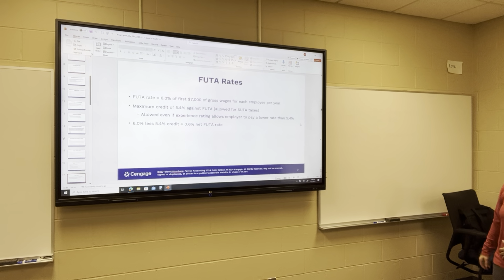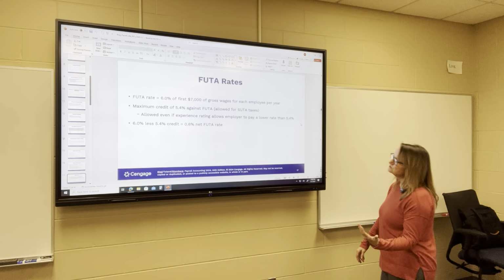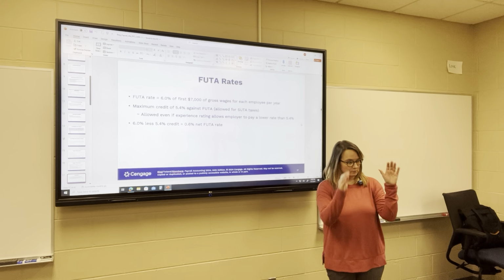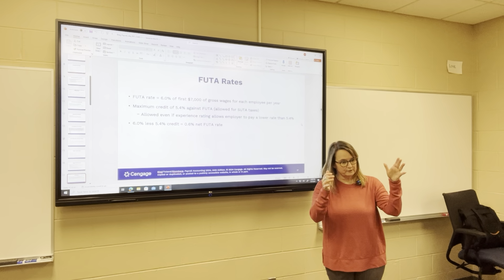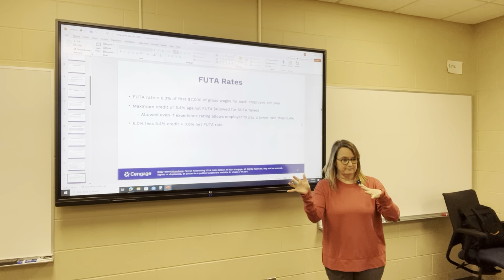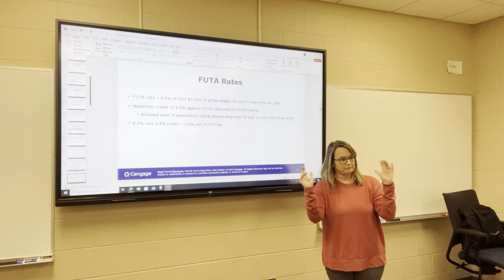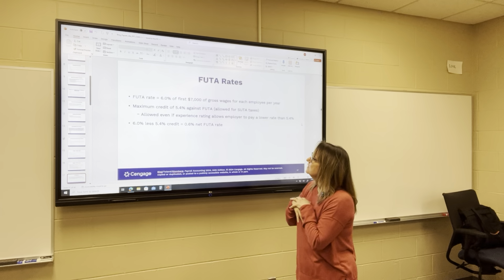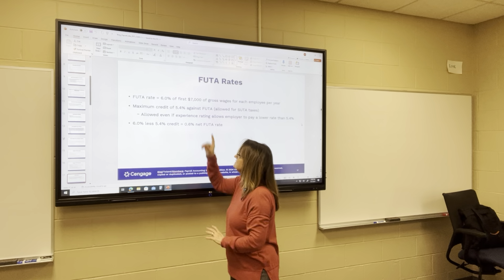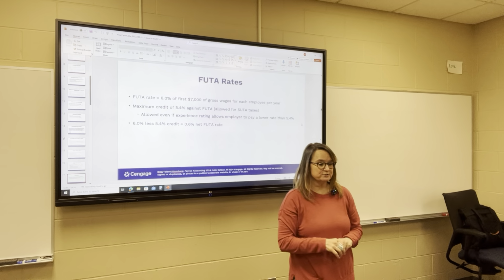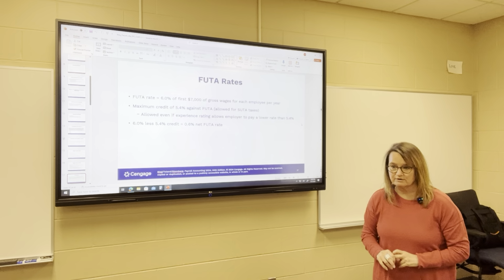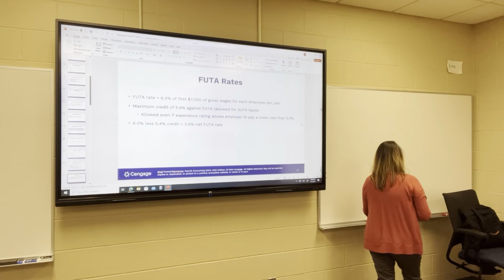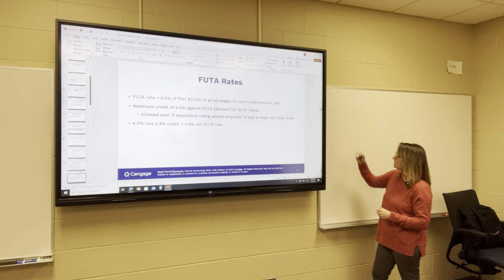All right, so we know that it's only the first $7,000 of gross wages. Here we're going to pretend it's just one employer for right now. We'll do some examples where it's multiple employers, but for right now we'll start with the simple case, where it's just one employer. The tax rate is 6%. 6% of the first $7,000. So 6% of $7,000 is $420.